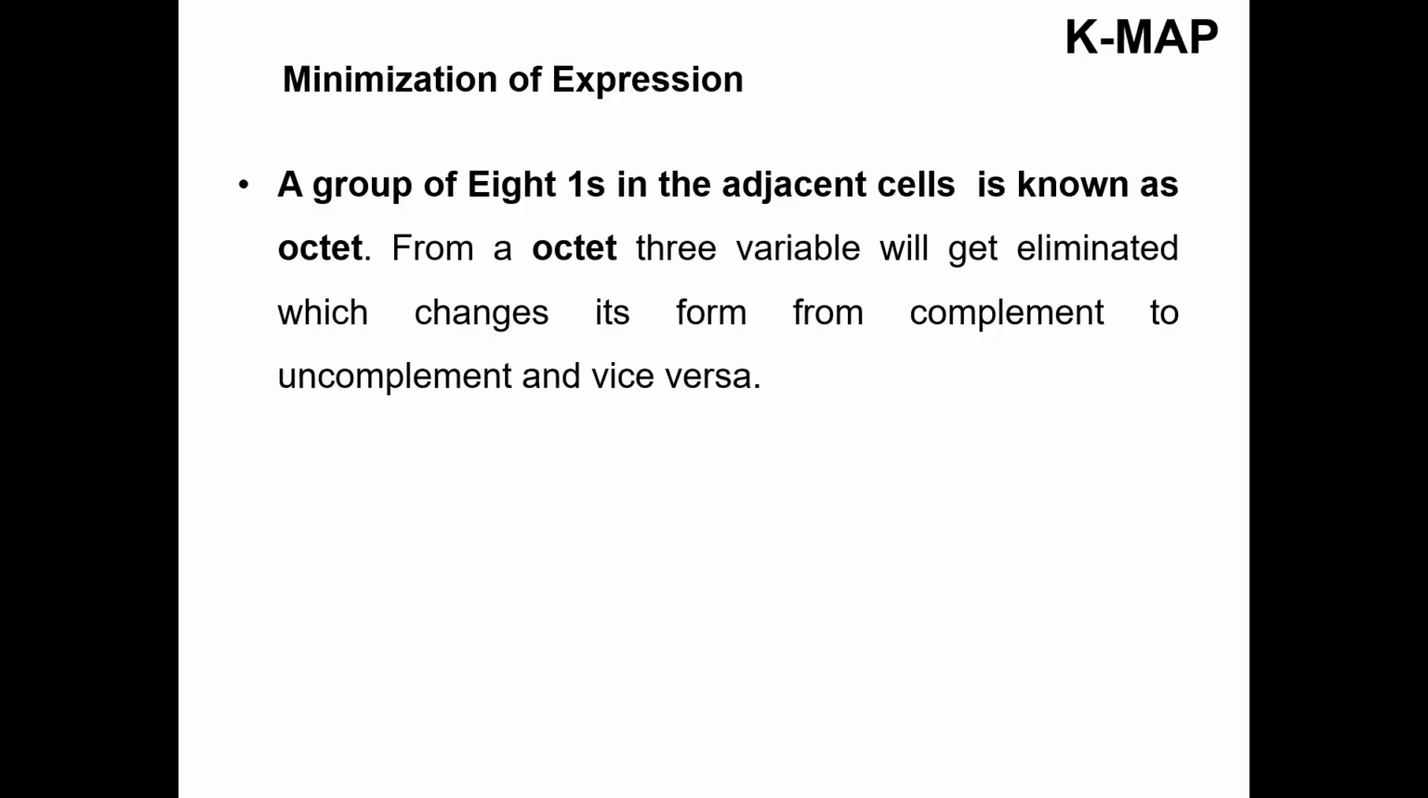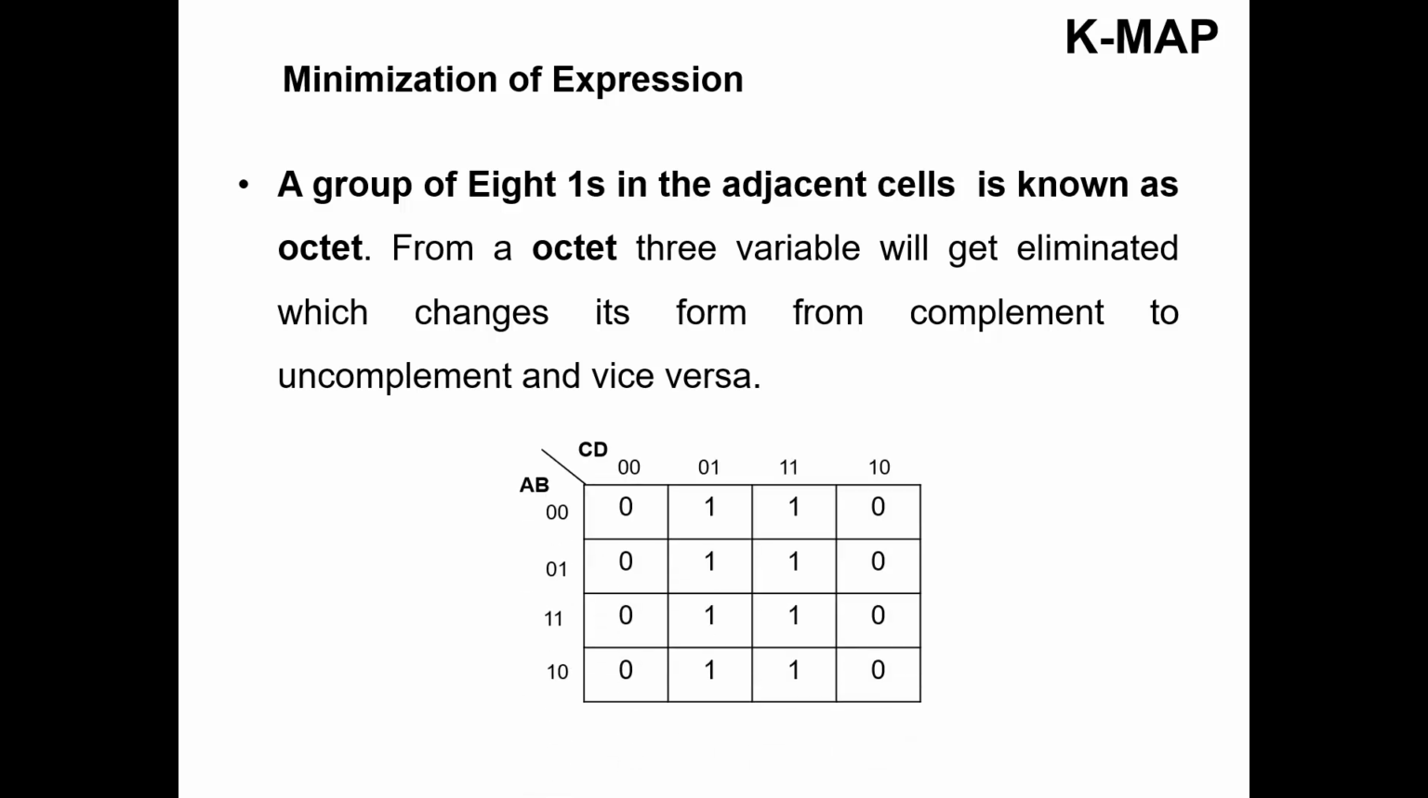The overall output of the K-map will be A bar plus B. A group of 8 ones in the adjacent cells is known as an octet. From an octet, 3 variables will get eliminated, which change their form from complement to uncomplement and vice versa. Octet means 2 raised to power 3, and 3 variables will get eliminated. Here we are having one octet.